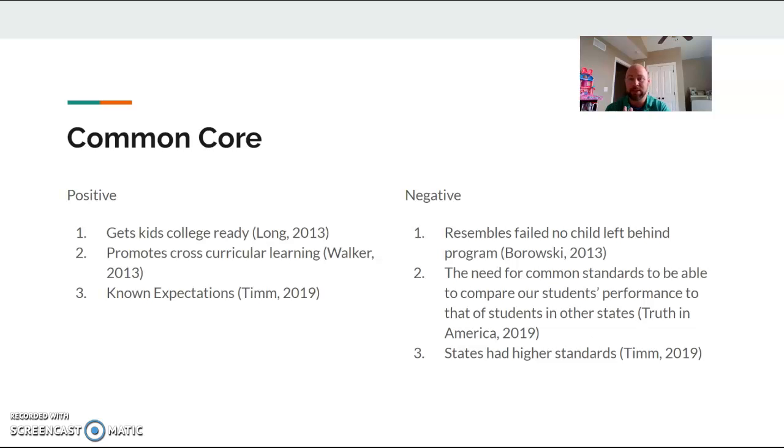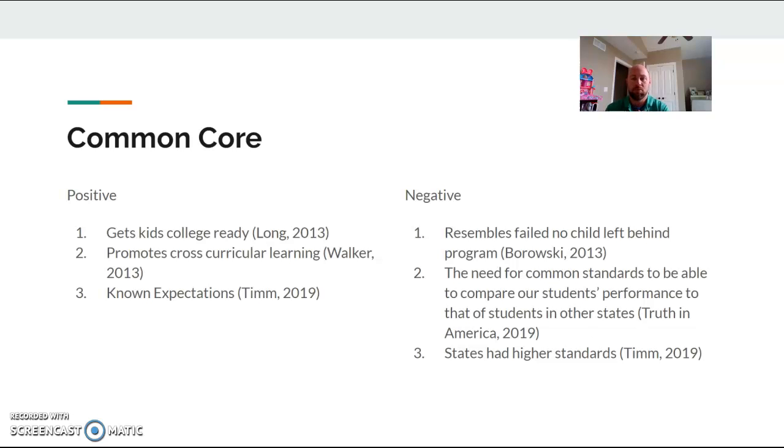So what is Common Core? It's kind of that same idea of we're going to go, we're going to push, but they don't have the numbers attached to it. As far as you have to meet AYP, this many kids have to be reading. The need, I worded this one a little bit different, but the need for common standards to be able to compare our students' performances to that of students in other states. So that was that truth in America, truth versus myth. And I thought this was an interesting one. We are pushing these standards through so we can compare to another state.